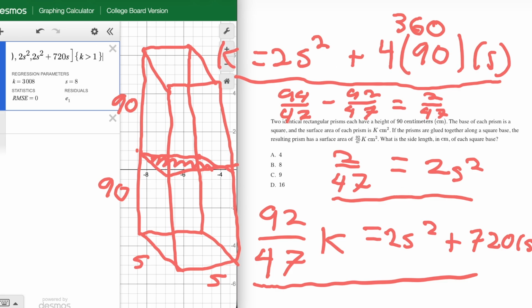So then when we plug that in, we get that s is equal to 8. So our answer here is B, which is 8.